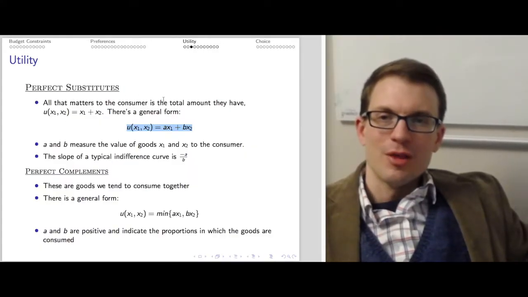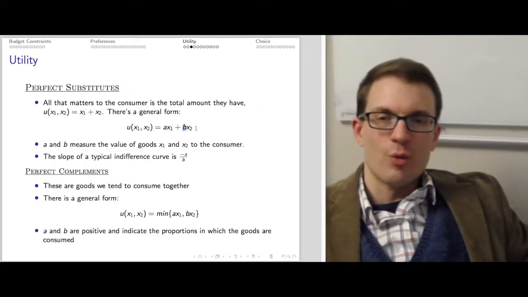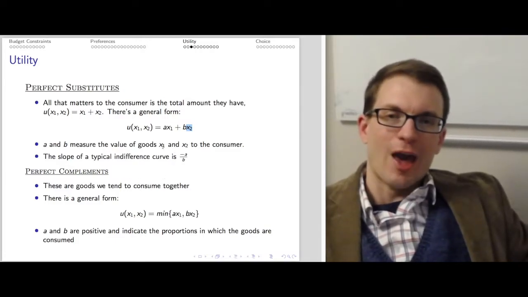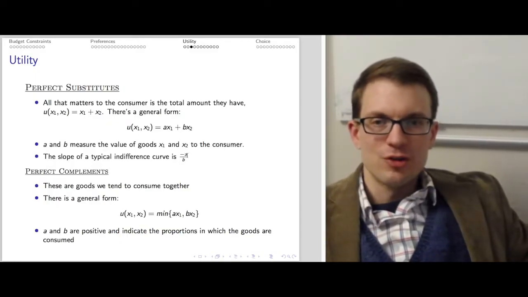So all that matters to the consumer is the total amount they have. The utility is going to be the sum of consumption of good 1 plus the sum of good 2, and there's a general form. This would be a coefficient that weights how much I like the amount of good 1, and here's a coefficient that weights my feelings towards good 2. So A and B measure the value of goods x1 and x2 to the consumer. The slope of a typical indifference curve is just minus A over B.